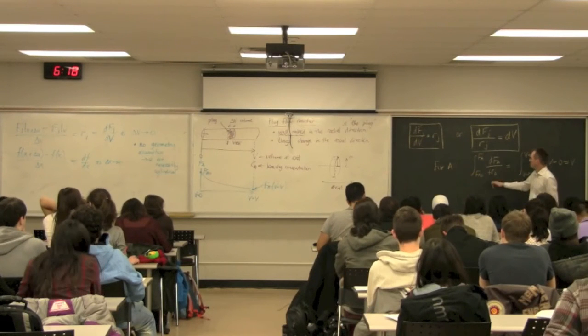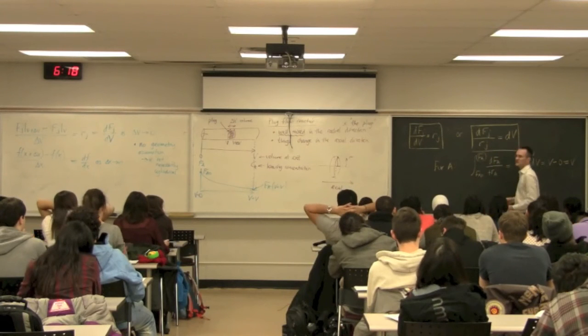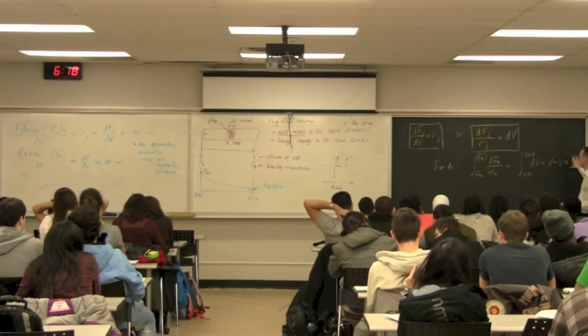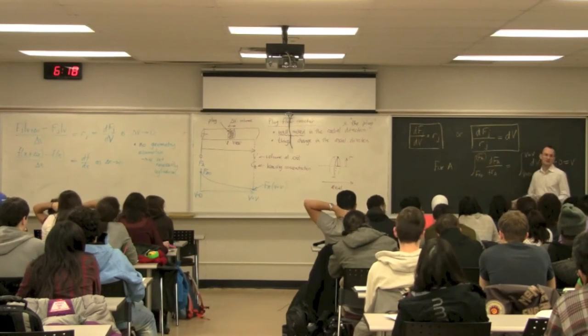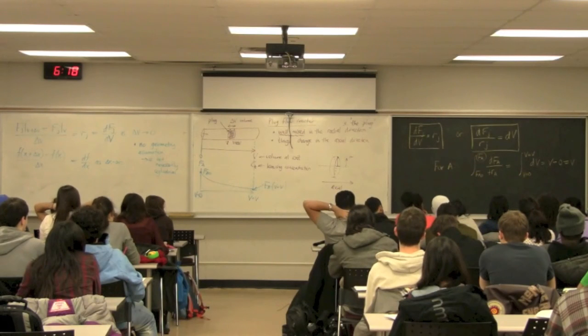So I can use this equation now and integrate it to find what FA is going to be at the exit for a given volume. Or conversely, if I know my volume, I can solve and find what FA is going to be at the exit. So those are the two ways we generally use this equation.